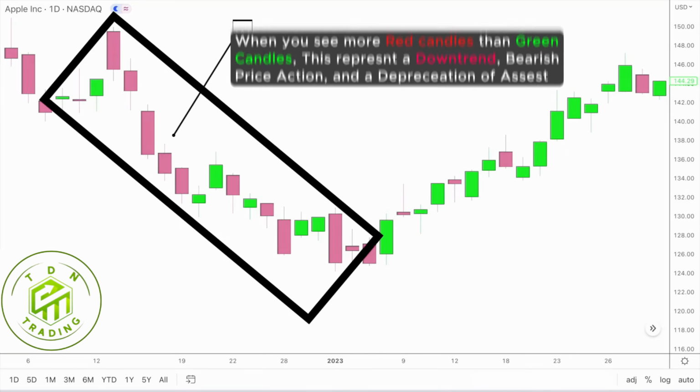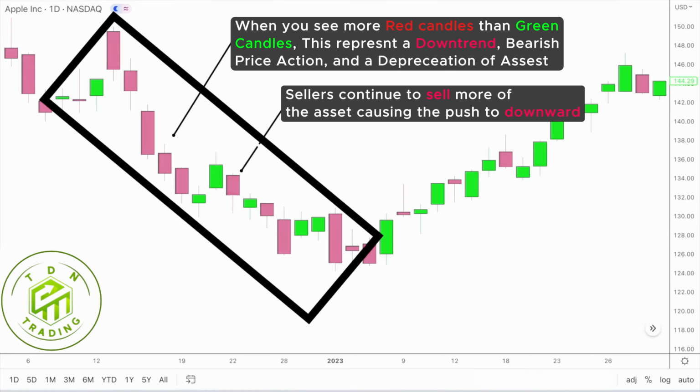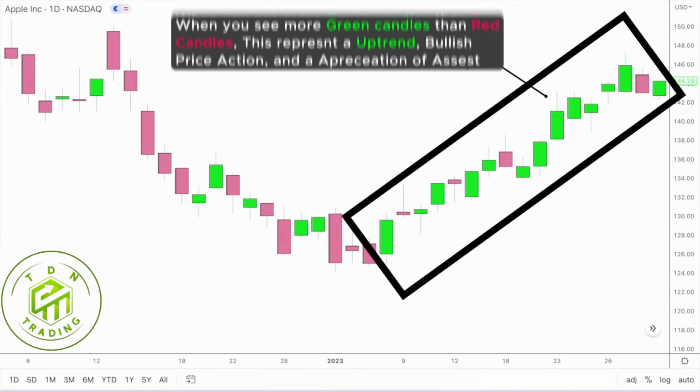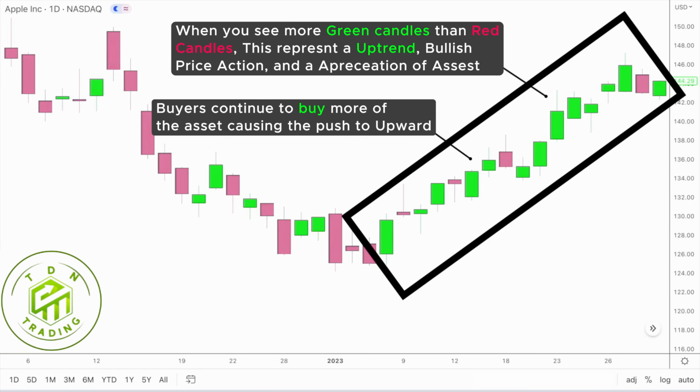Now, when you see more red candles than green candles, this represents a downtrend and bearish price action and a depreciation of the asset, as sellers and bears continue to sell more of the asset, causing the push downwards. When you see more green candles than red candles, this represents an uptrend and bullish price action and an appreciation of the asset, as buyers and bulls continue to buy more of the asset, causing the push upwards.